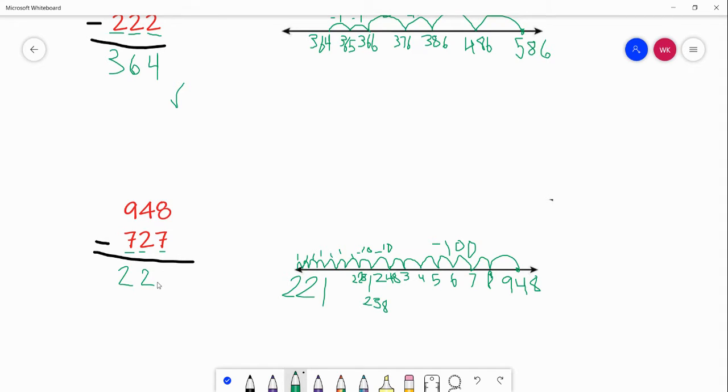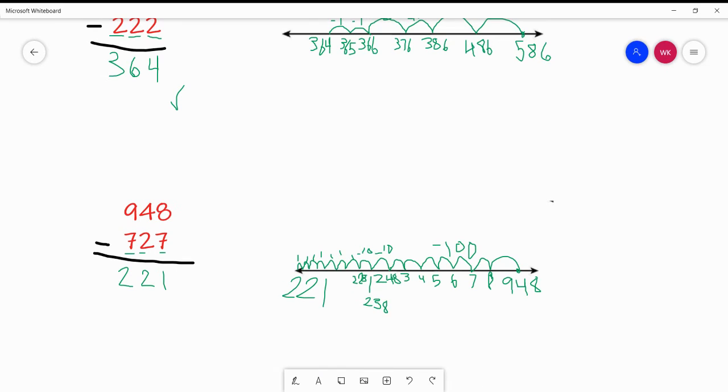All right. Now I'm going to write that in, and then we're going to check our work to make sure that that is the correct answer. So we are going to subtract going straight down. So 8 minus 7 does equal 1, check. 4 minus 2 does equal 2, check. 9 minus 7 does equal 2, check. So we know our answer is correct.